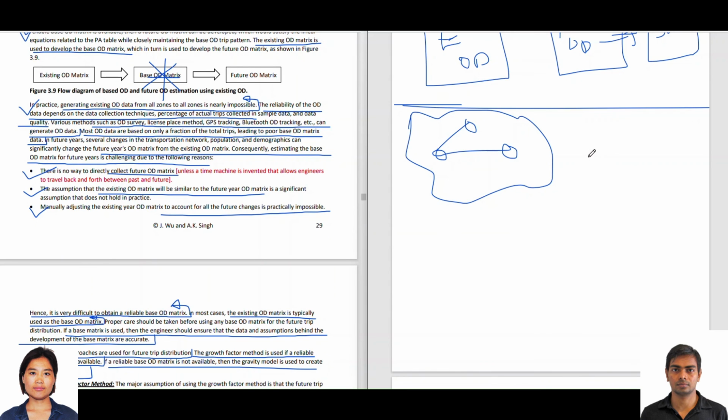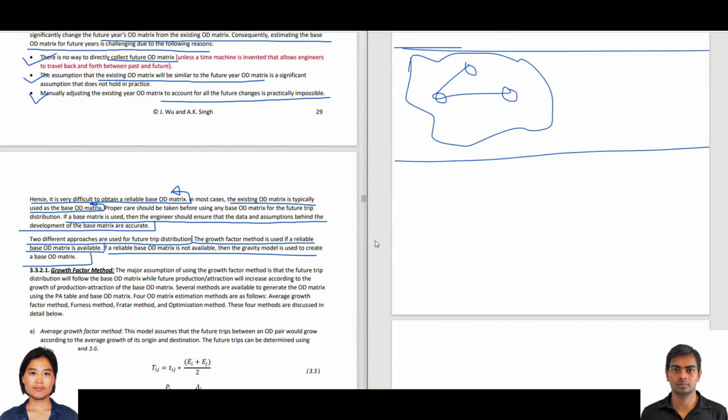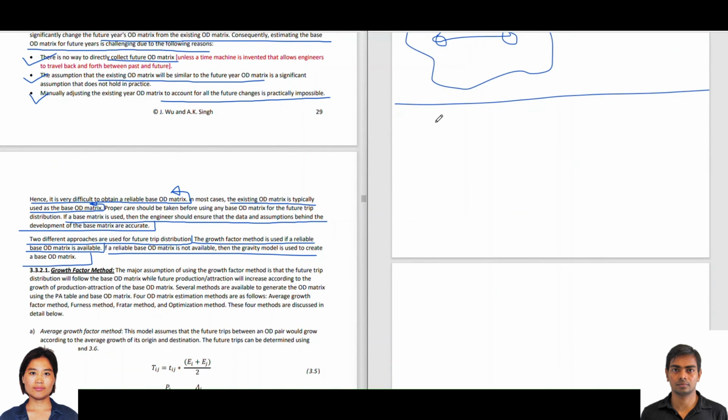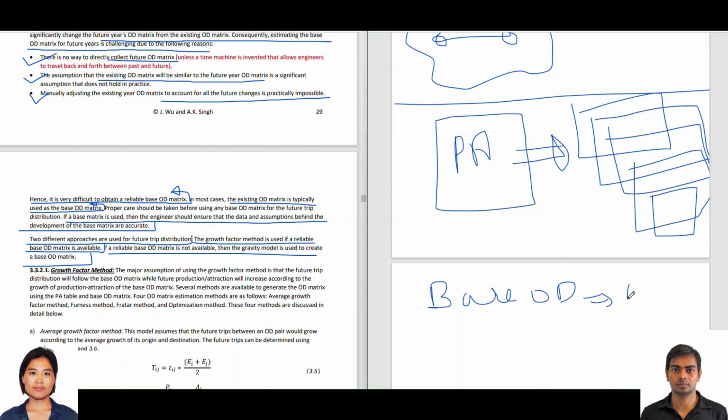So we will look at two different methods to choose which is the final OD pattern. Again, what we had at the beginning of this step is the PA table, and what we end up with is an infinite set of origin destination solutions, and what we are trying to do is figure out which one to pick. Now since there are infinite solutions, there are different ways we can pick. One is to develop something called base OD and use something called the growth factor method, which we are going to discuss next.